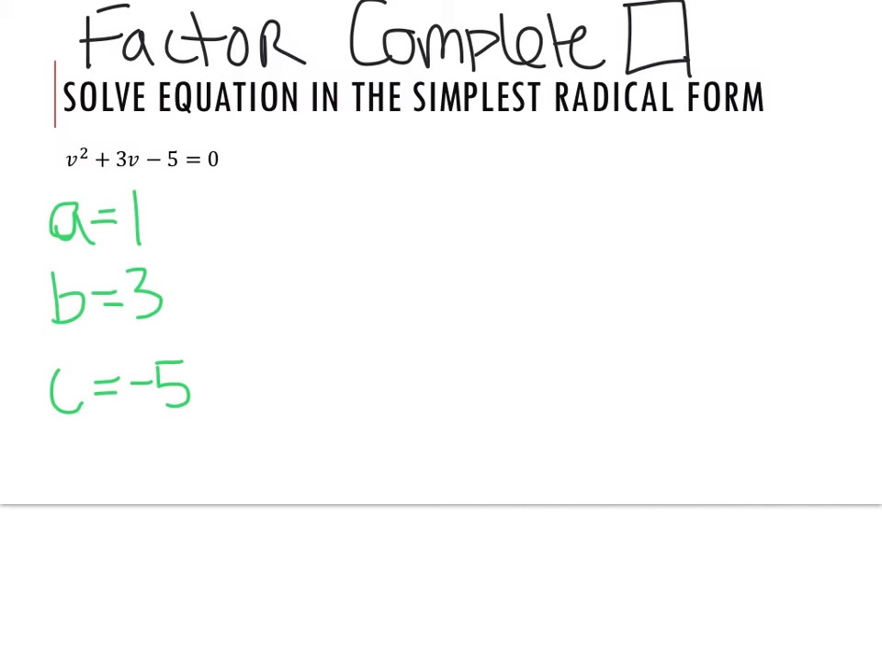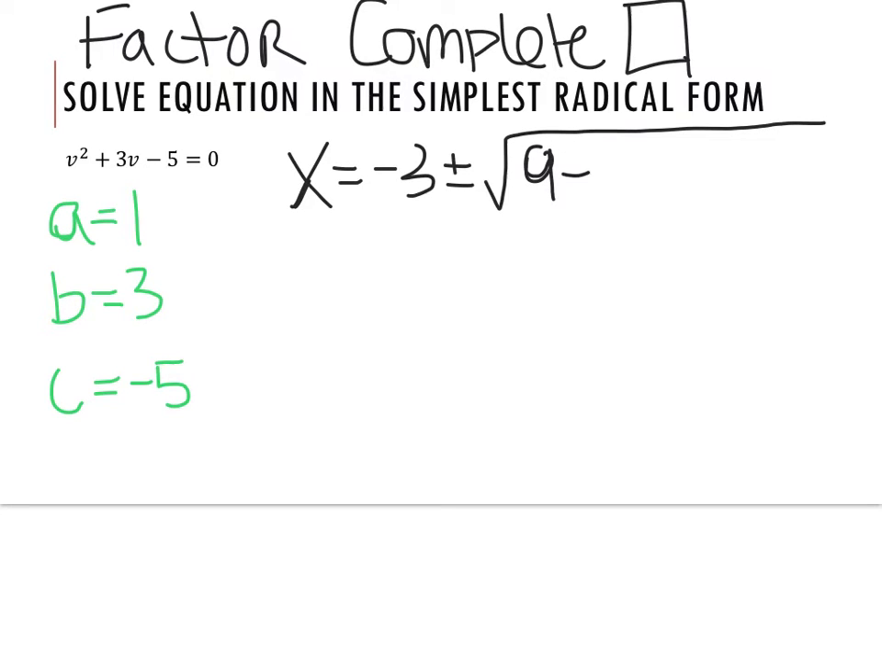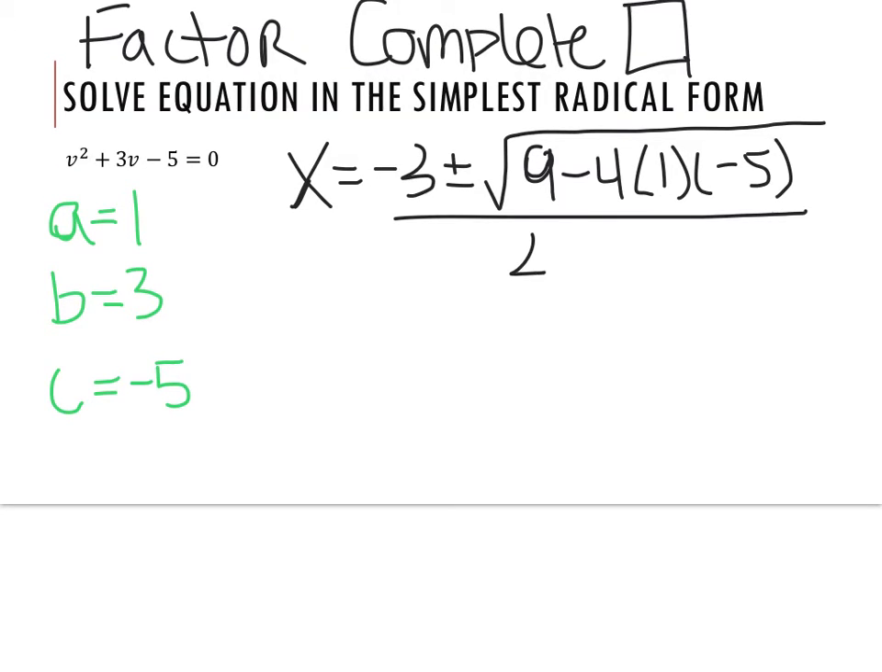So the formula is x equals negative b plus or minus the square root, and it's a big one, b squared, and I always just go ahead and square it. B squared minus 4ac all over 2a. This pen's not writing very well.